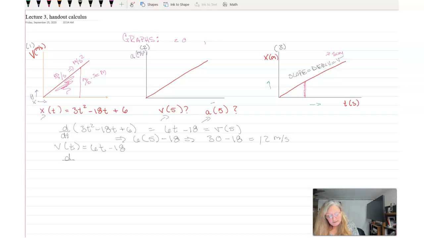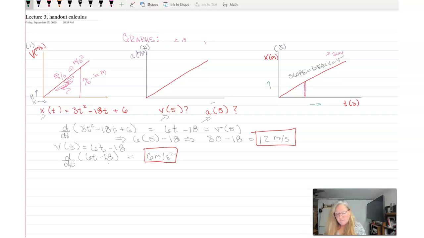So d by dt of 6t minus 18. The derivative of t is just 1. 1 comes down, 1 minus 1 is 0, right? So that's going to give me 6, and that's a constant. Derivative of a constant is 0. So that's it, no math. 6 meters per second squared, and I'm done. I've answered both of the questions. So at 5 seconds, I'm going 12 meters per second, and my acceleration is 6 meters per second squared.